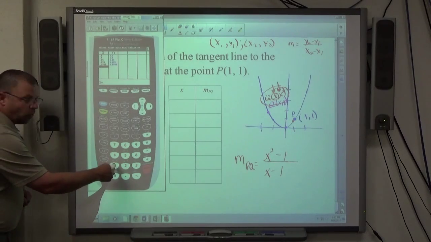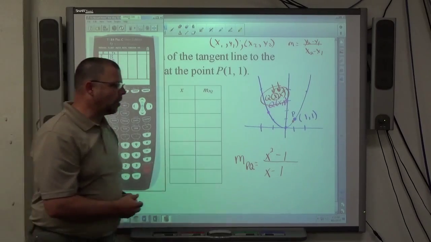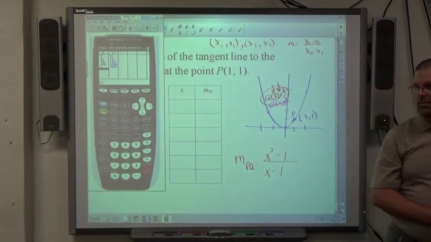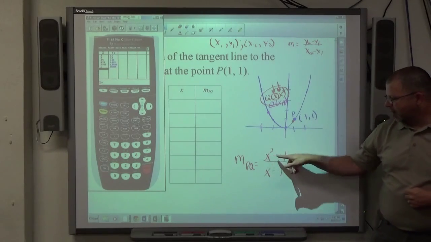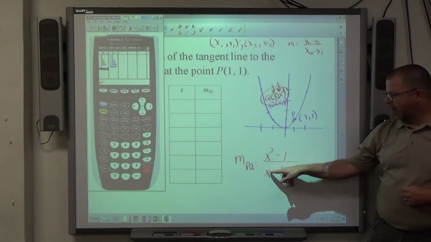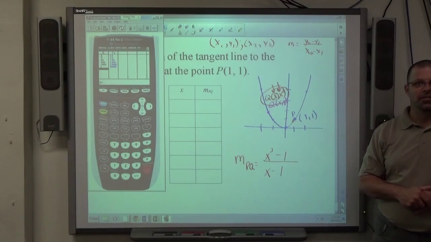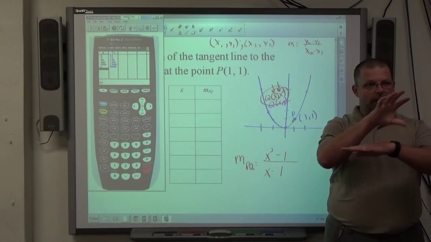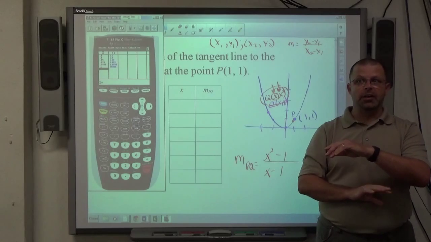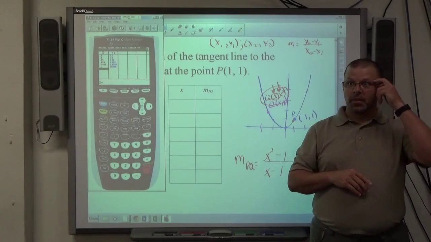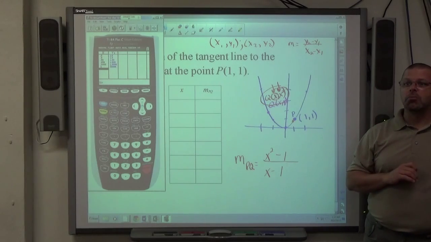Watch what happens when I type in 1. Error. Oh no. Why do we think it's an error at 1? Because that's what the point is. So we're trying to find the slope from P to P, right? What's 1 minus 1? 0. 0 over 0 is indeterminate. We learned that in Algebra 1. 0 over 0 is an indeterminate form, while 17 over 0 is undefined. It's indeterminate, meaning that it might have a value, but we can't determine what it is.